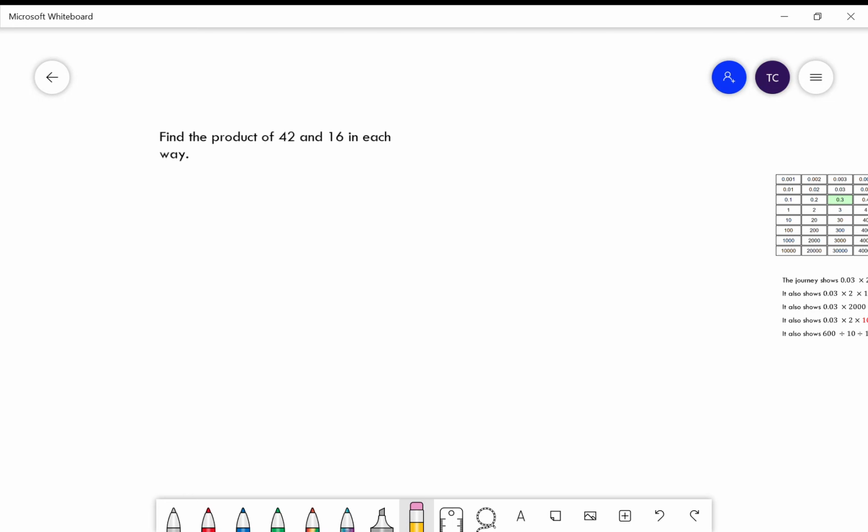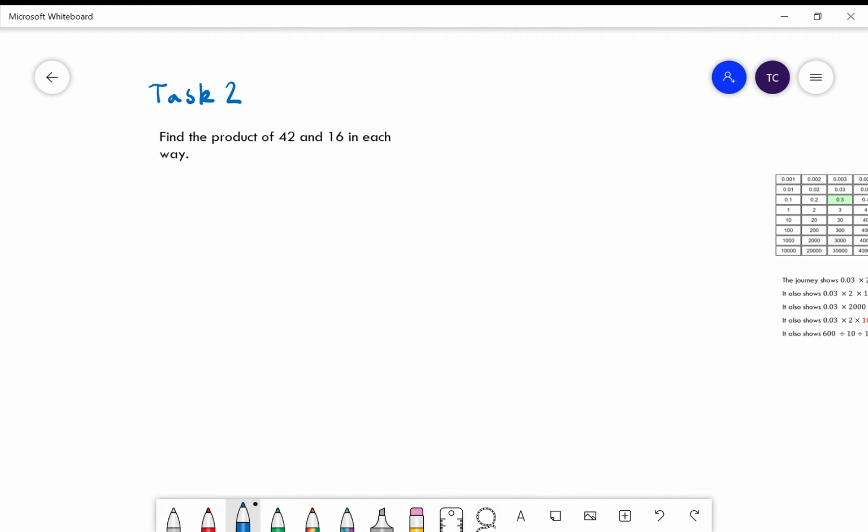Hi again, welcome to task 2. In task 2 I have given you some examples of some methods of multiplication. Please make sure you've had a look at those before you look at these videos. And what I'm going to do is use those methods to multiply 42 and 16.